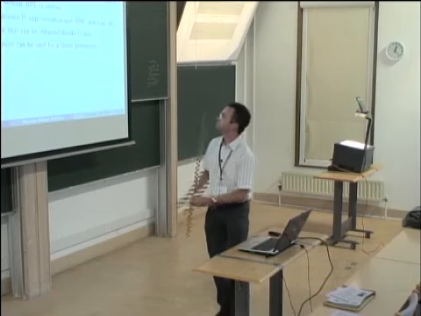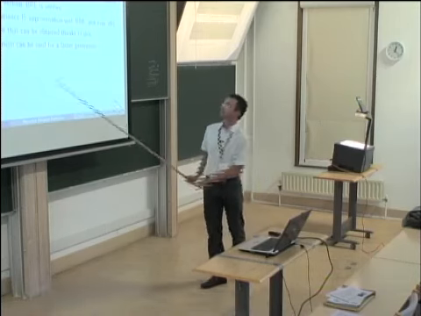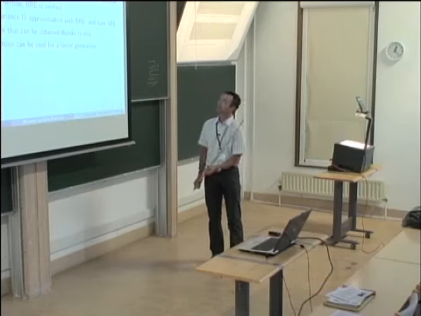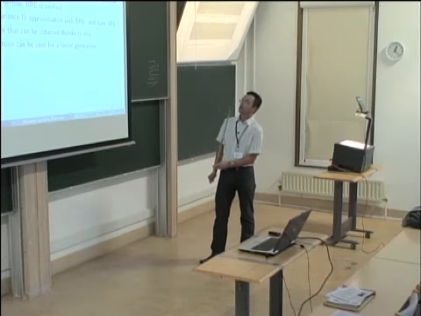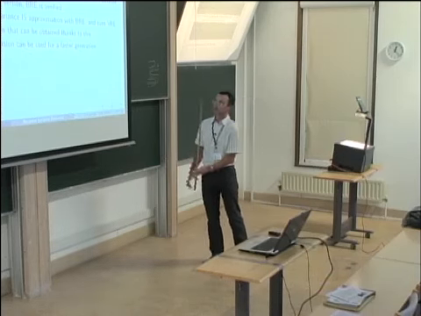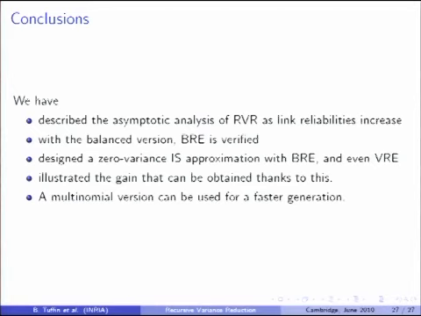So as a conclusion, what we have described is the asymptotic analysis of the RVR algorithm as the unreliability of links goes to 0, and we describe two new combinations with importance sampling. One is balanced RVR, where you use a uniform distribution, and the other one is zero variance approximation that is quite implemented now, as we can see during this workshop. And we have illustrated the gain that can be obtained.